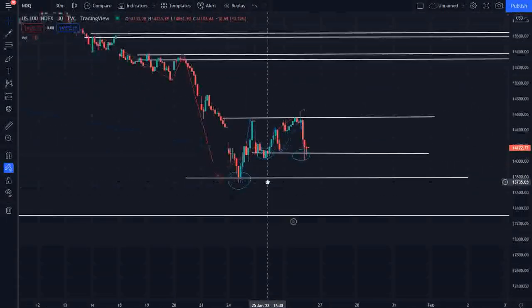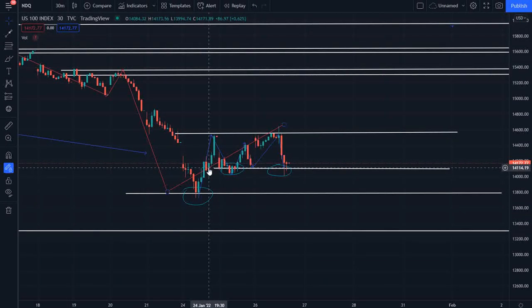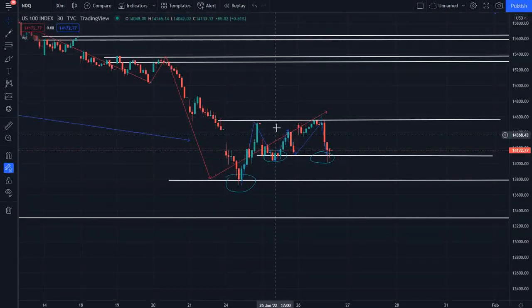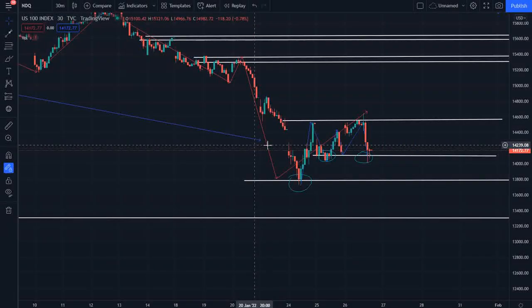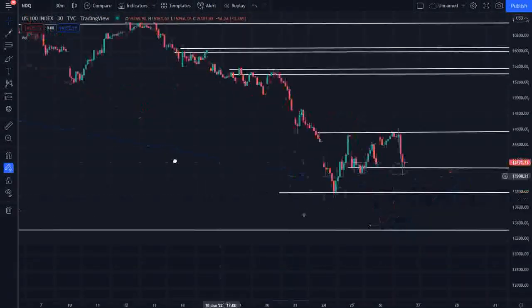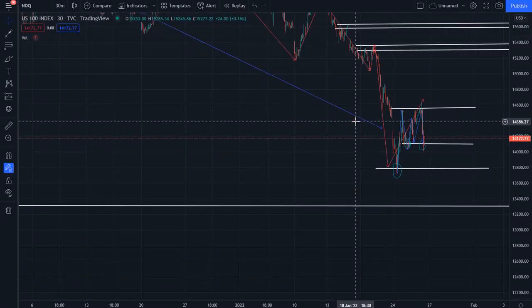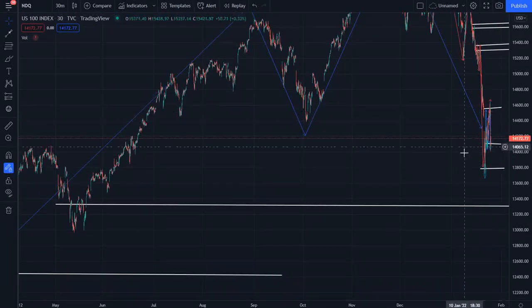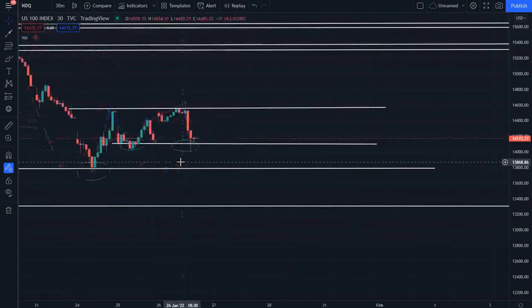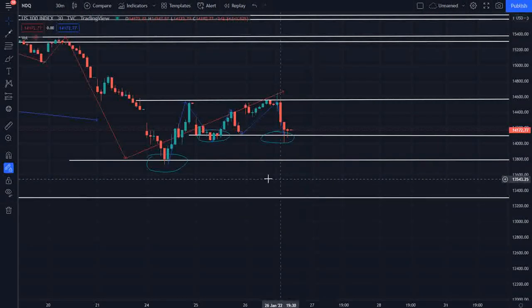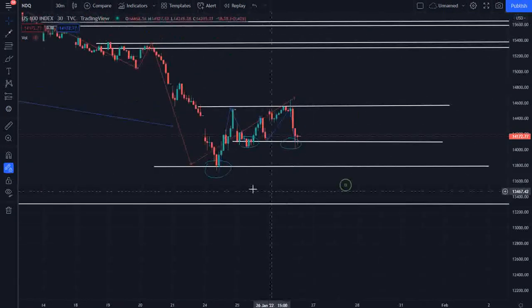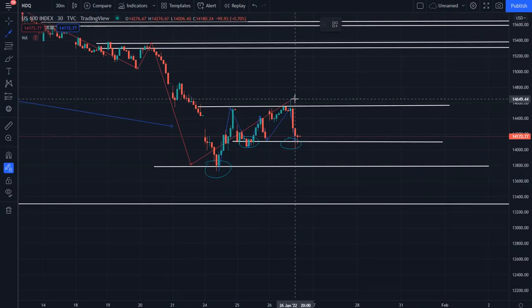Now here, take a look. You have green, and look at the size of the green. They're not small greens, they're big greens. So it means that we have loads of potential buyers at this level, and it's going to be a little bit harder for us to get rid of this level, because this level here is probably acting as support from here as well.